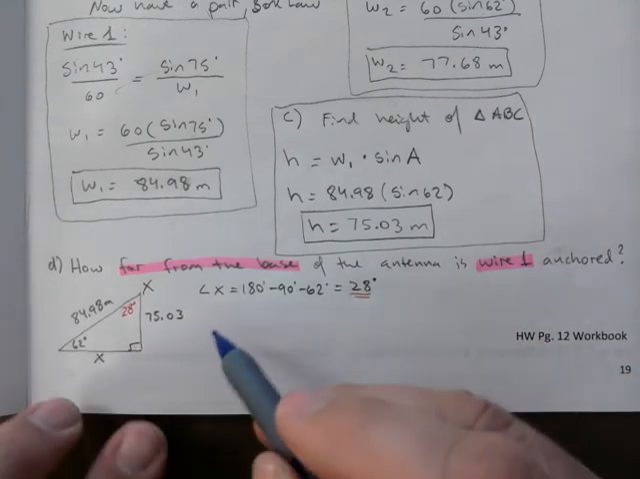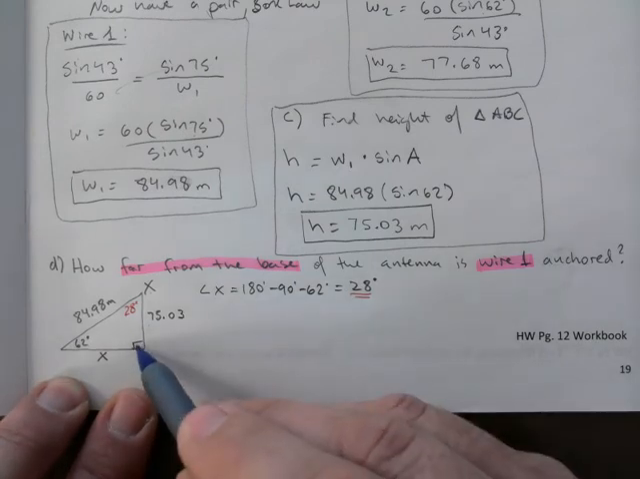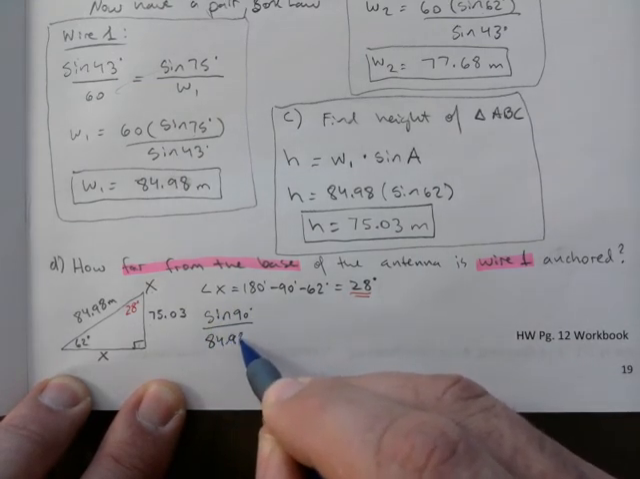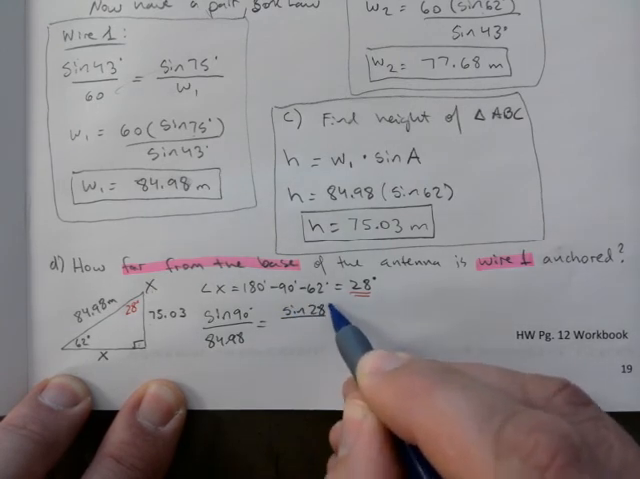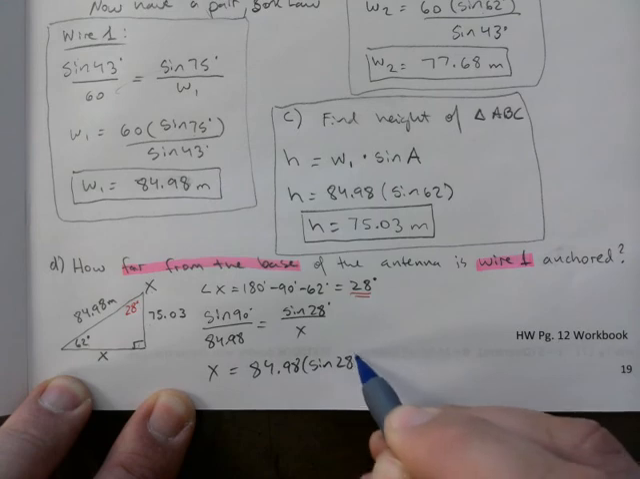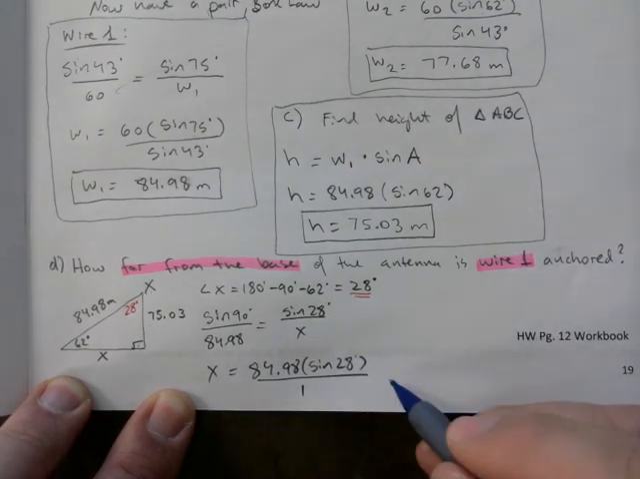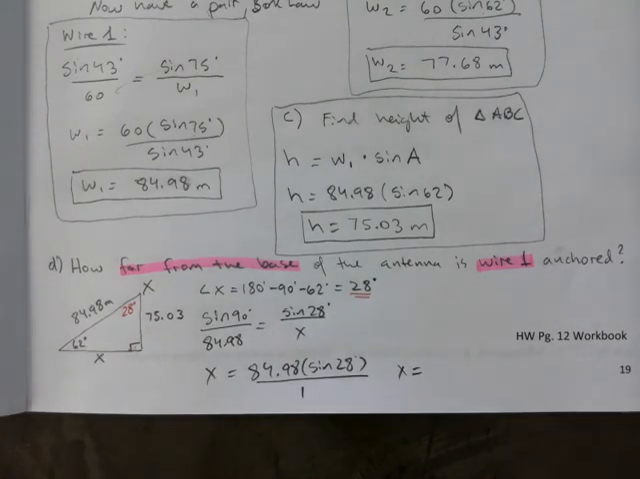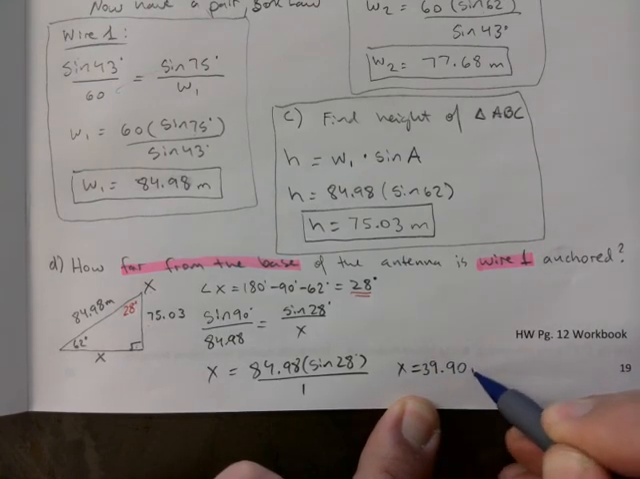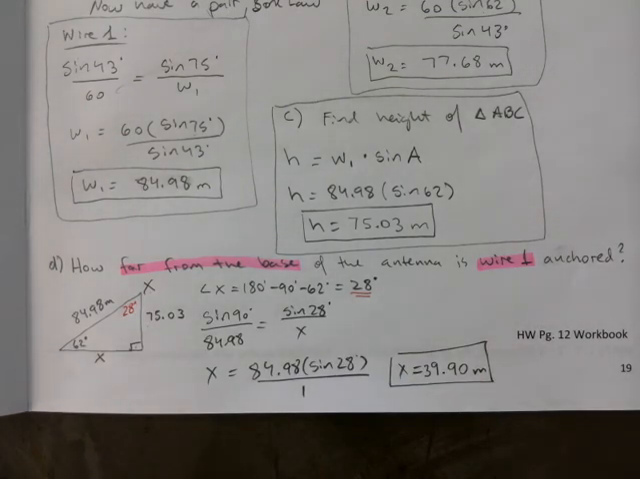We're almost done. Do I have a pair? Yep. Sine of 90 is across that side. So sine of 90 over 84.98 is equal to sine of 28 over X. And then you just go ahead and multiply that. Do you remember what sine of 90 is? It's 1. And I just made this one up, so I actually have to calculate this. That's 39.895, which rounds to 39.90 meters.